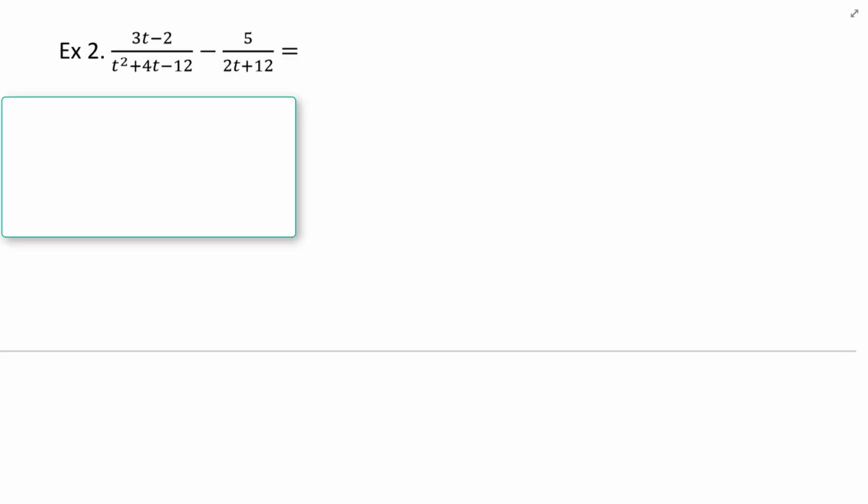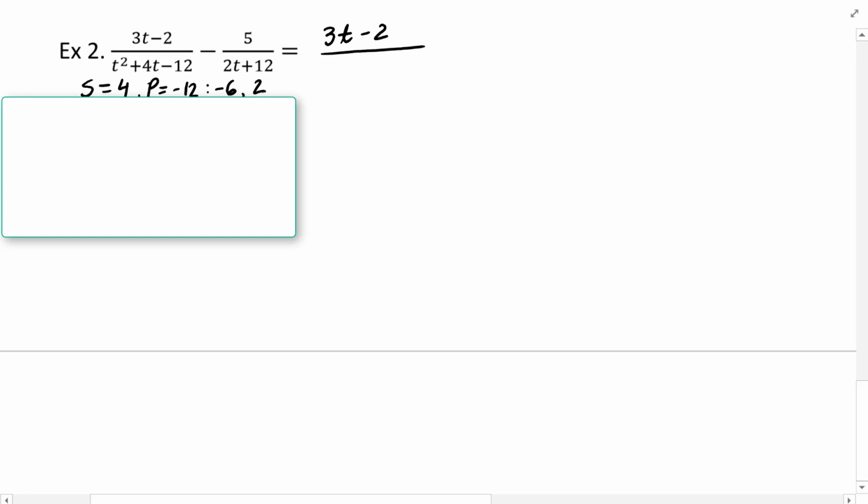Let's continue by solving example 2. The first step is to factor the denominators completely. So 3t minus 2 over, and we want to find the factors of t squared plus 4t minus 12. We are looking for two numbers that have the sum 4 and the product negative 12. And those numbers are negative 6 and 2.